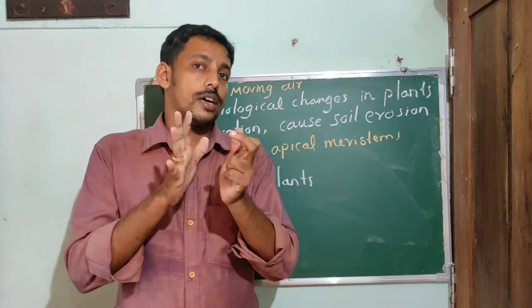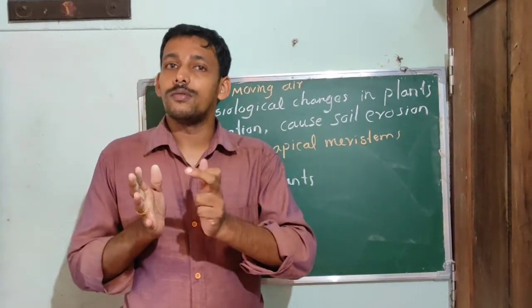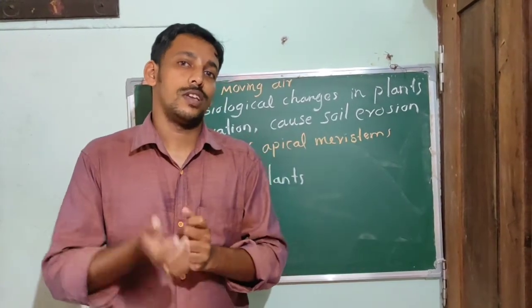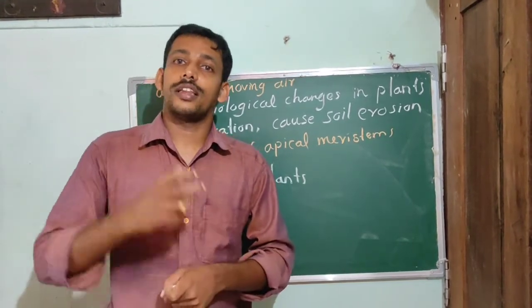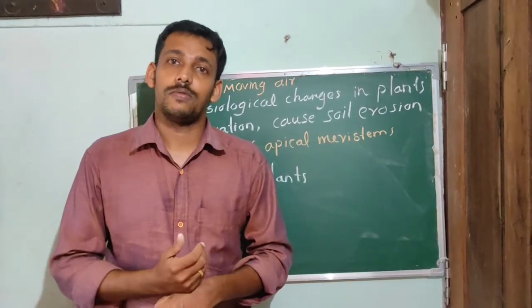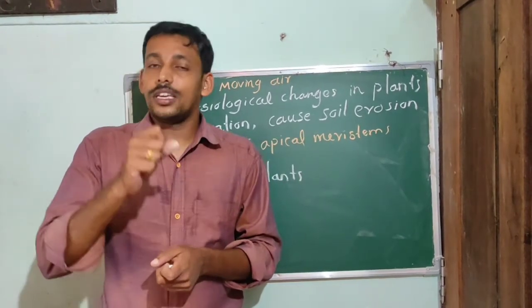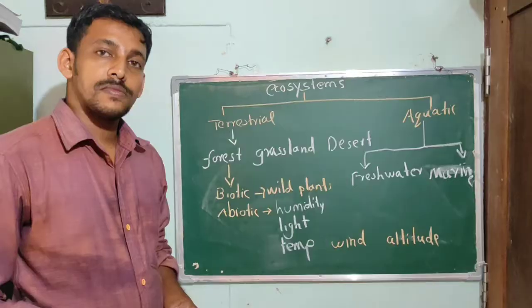And we know that in an ecosystem there is an interaction between what? The non-living and the living components. So there is an interaction between the living, or biotic, and abiotic components of the ecosystem. Now let's study what these different types of ecosystem are.